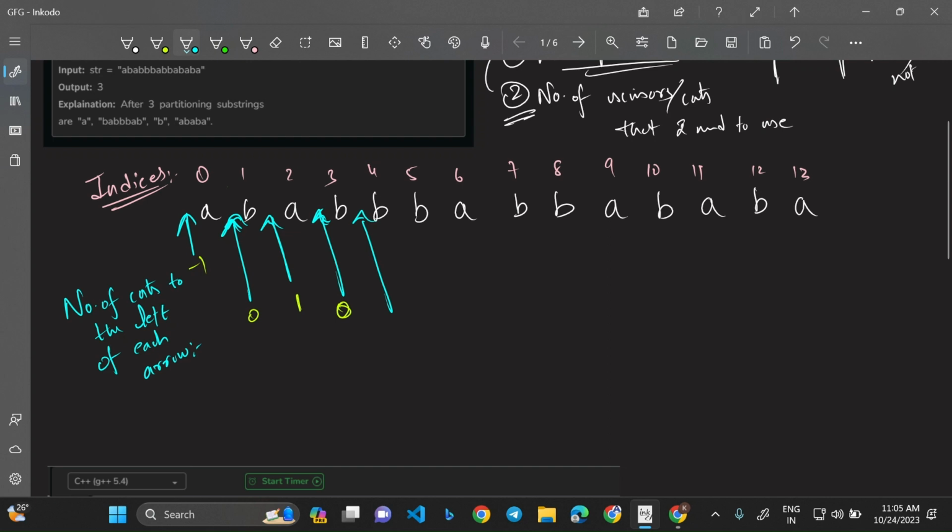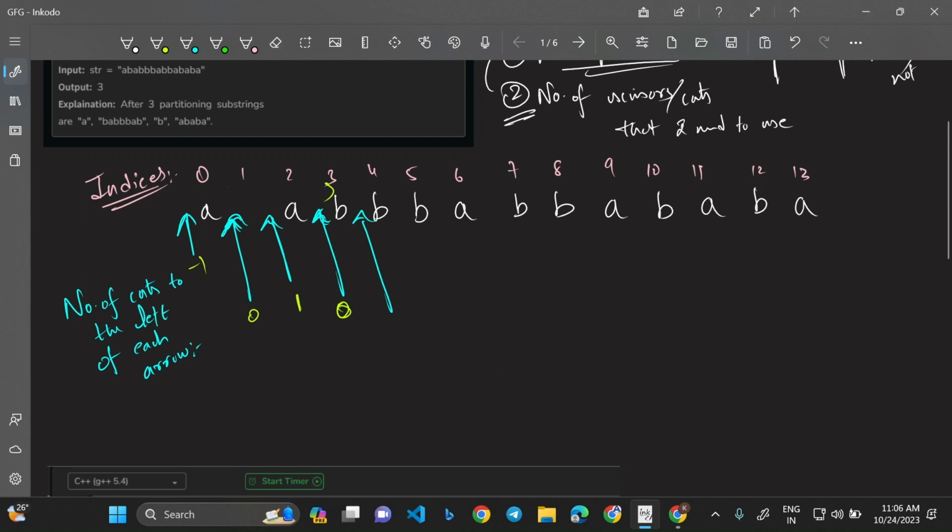Now come to this particular point. I see that B is a palindrome if it's included with this. BAB is a palindrome, and for this to happen, I need to make a cut here so that this would result in a palindrome. This alone is a palindrome, and this alone is a palindrome. So the number of cuts required is one.